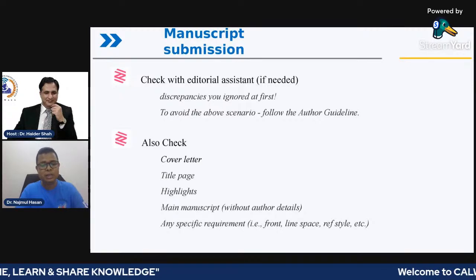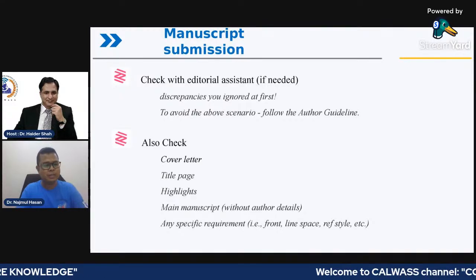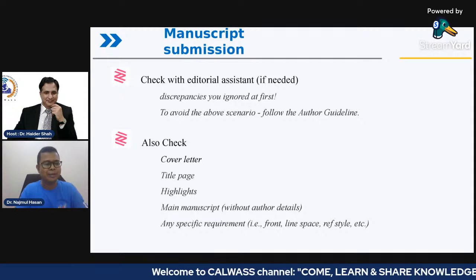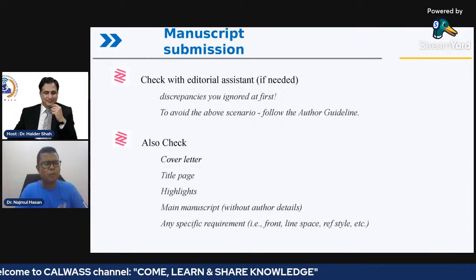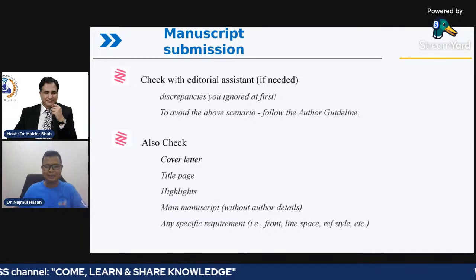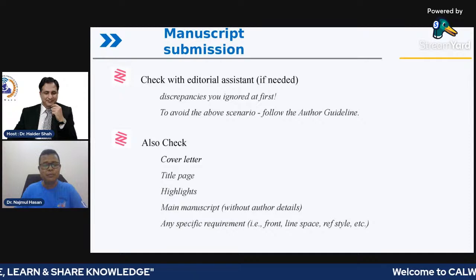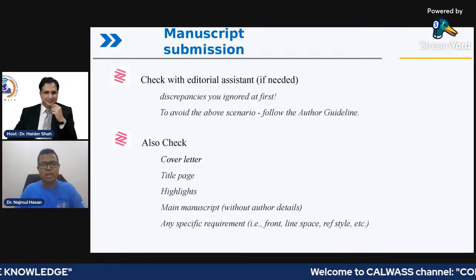So any specific requirement, for example font, line space, reference style. Some journals expect numbering, some expect the Harvard style or APA style, but commonly APA is fine. Okay, so please follow the specific requirements of that journal.